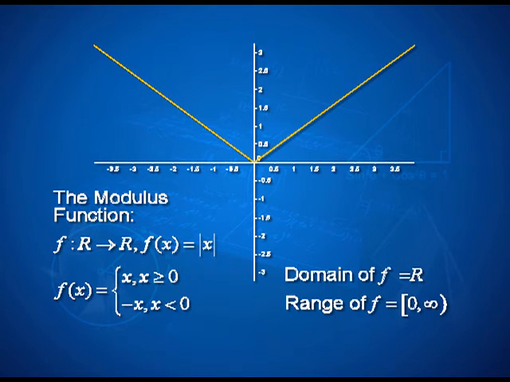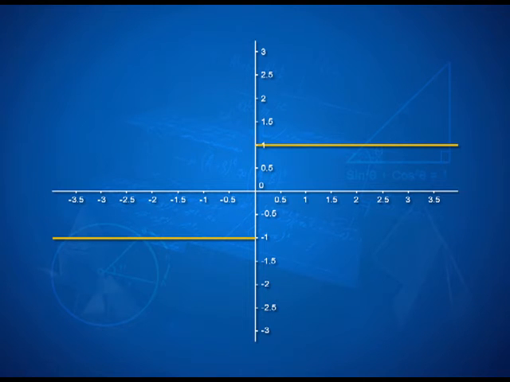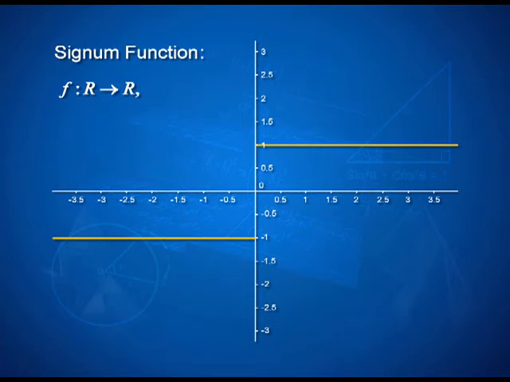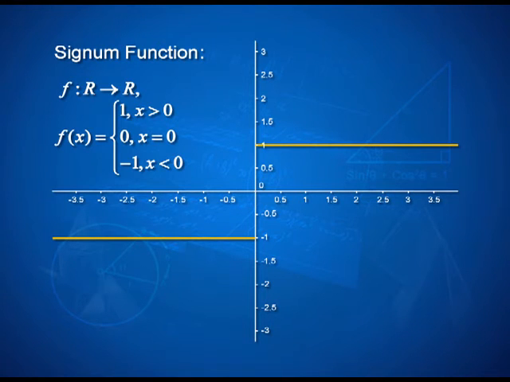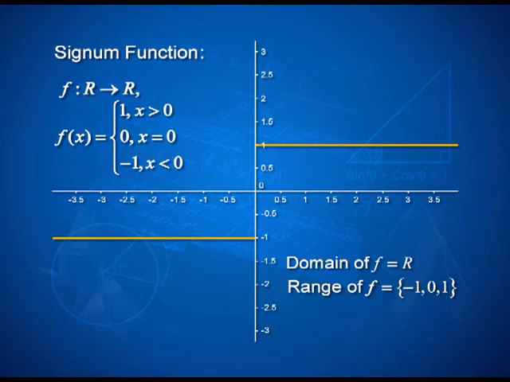Another very important function is the signum function, defined from real numbers to real numbers, f x as 1 when x is greater than 0, 0 when x is equal to 0, minus 1 when x is less than 0. When we plot it, it comes out in 3 parts by the definition. The domain is all real numbers and the range consists of 3 elements: minus 1, 0 and 1.